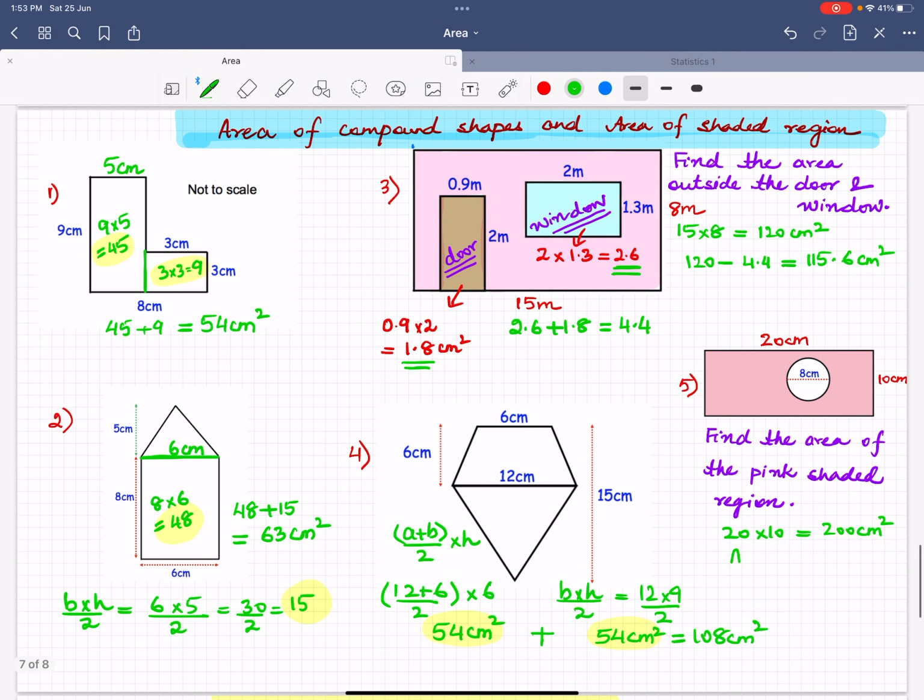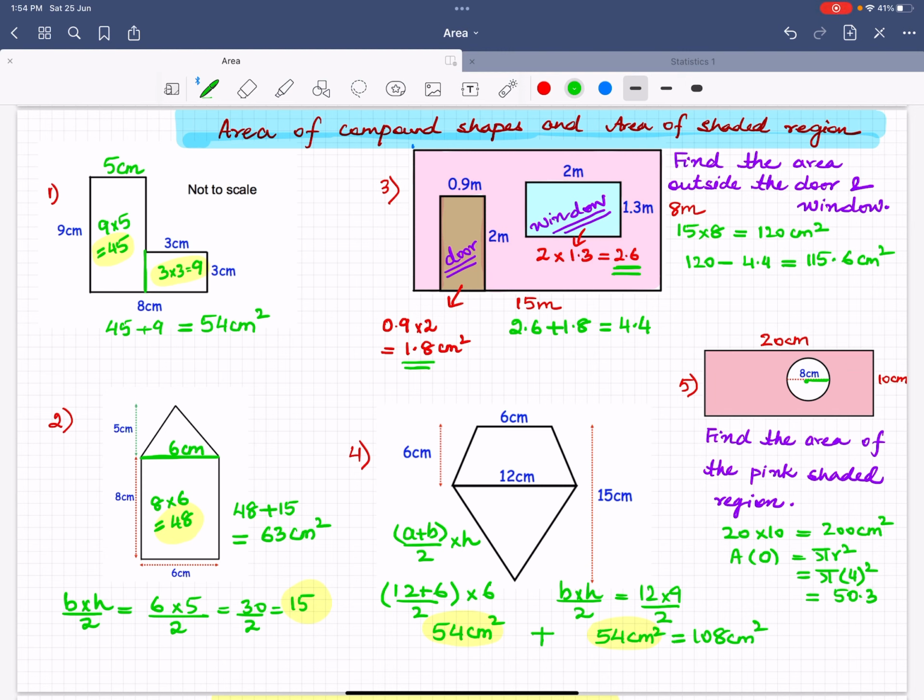Now we need to find the area of the circle. The formula for the area of a circle is pi r squared, where r is the radius. But in this question we are not given the radius, we are given the diameter. Diameter is double the radius, so the radius is 4. Hence the area of the circle is pi into 4 squared. We can calculate that on a calculator and we get 50.3.